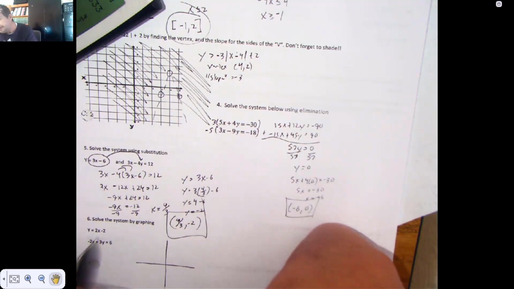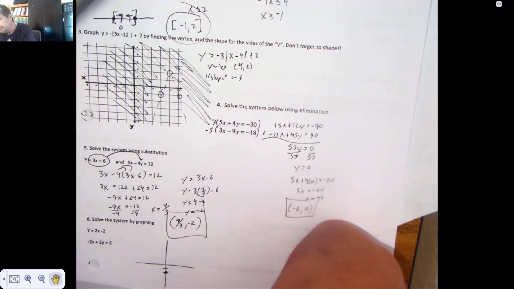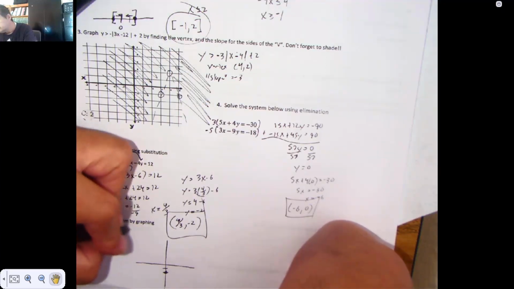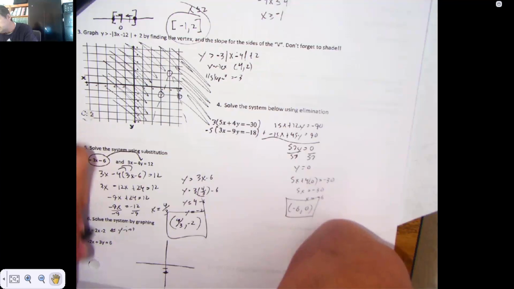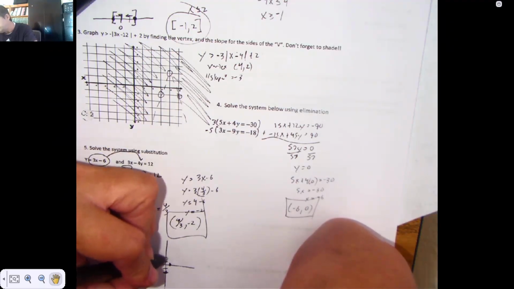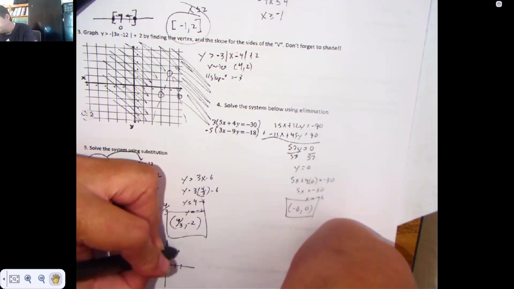I'll start with this guy right here. Down 2. That's the y-intercept. Here's my slope. Rise 2, run 1. Rise 2, run 1.